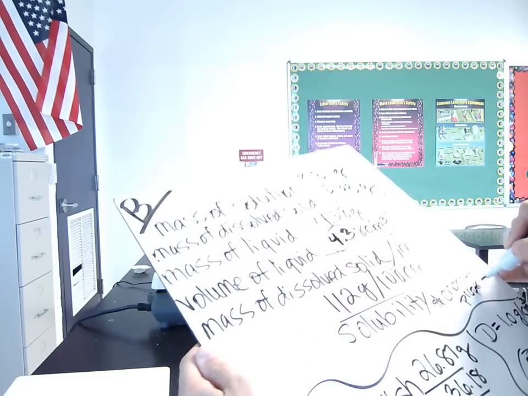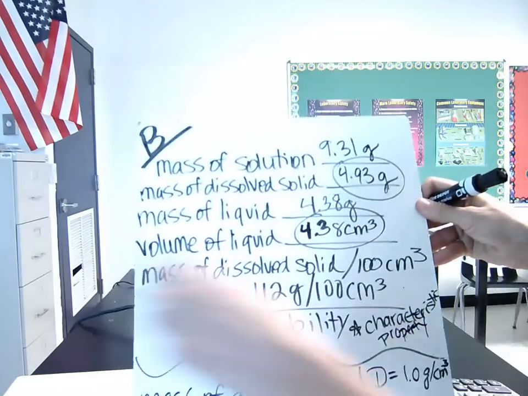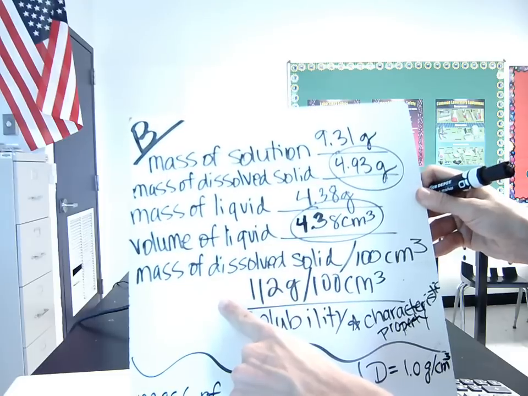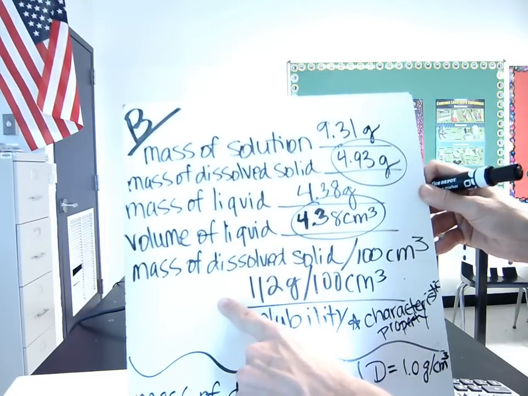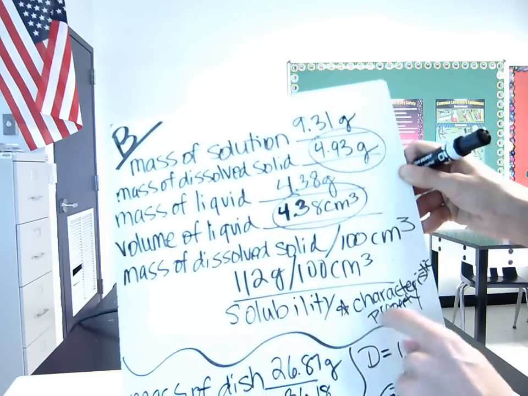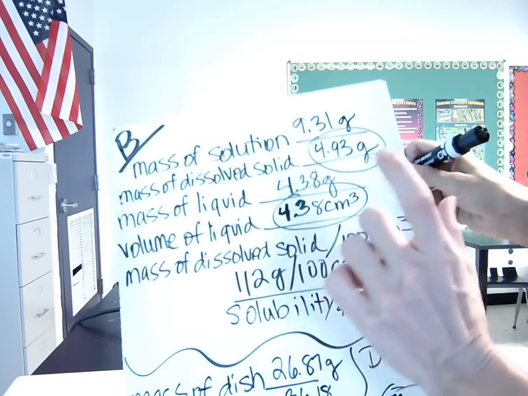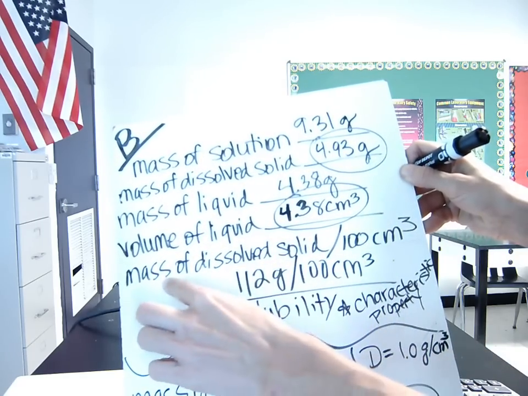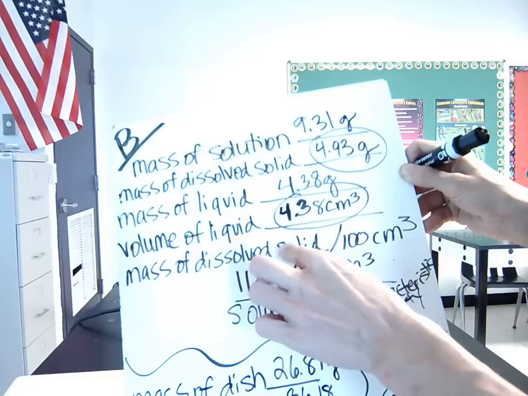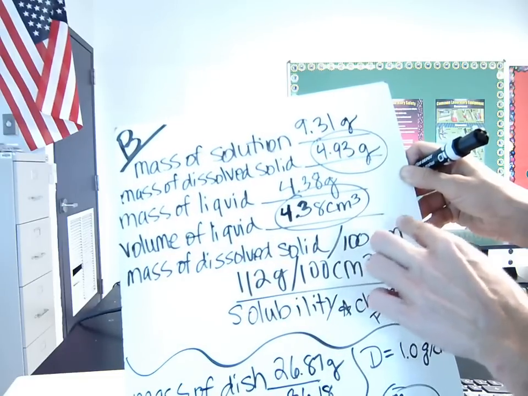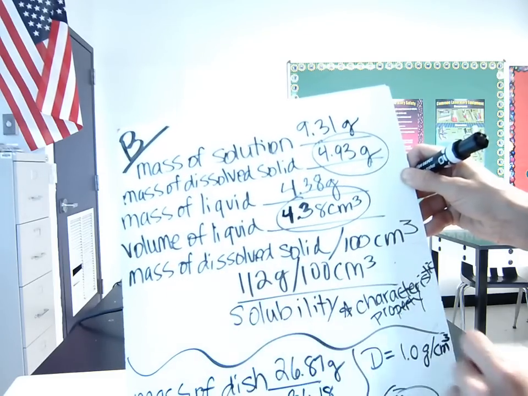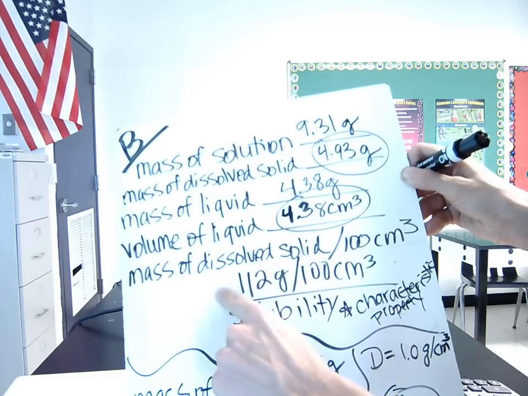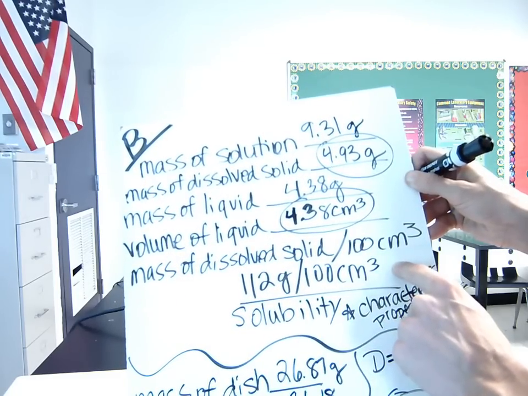So substance B is very soluble in water. That doesn't mean it's going to be very soluble in rubbing alcohol or in some other liquid. So when I say it's a characteristic property to the pair, I'm talking about it's going to be specific to the solid and what liquid that solid is dissolving into, okay? So substance B is very soluble in water because 112 grams will dissolve in 100 cubic centimeters.